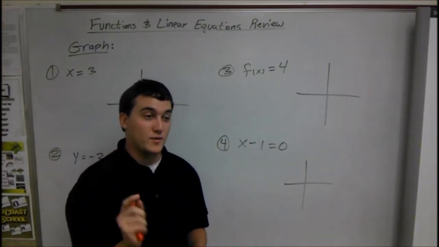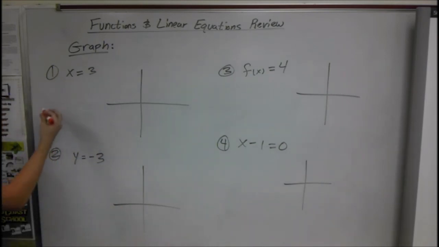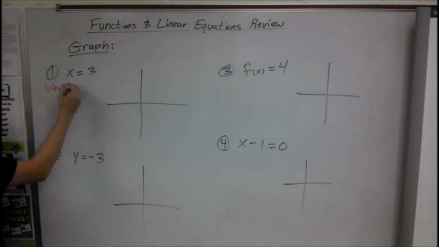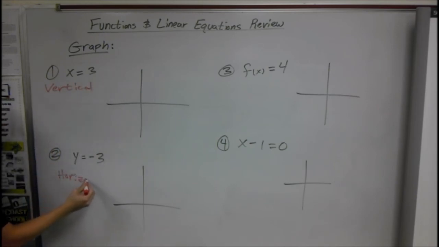So next we'll be graphing horizontal and vertical lines. Whenever it's x equals, it is a vertical line. And whenever it's y equals, it's horizontal. So these are pretty easy.